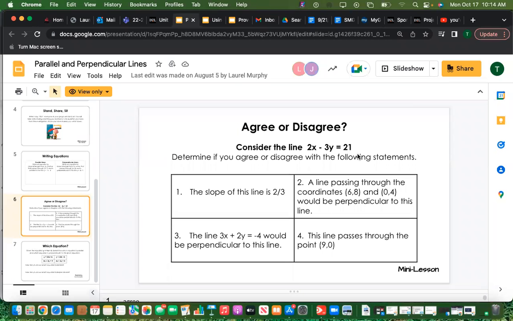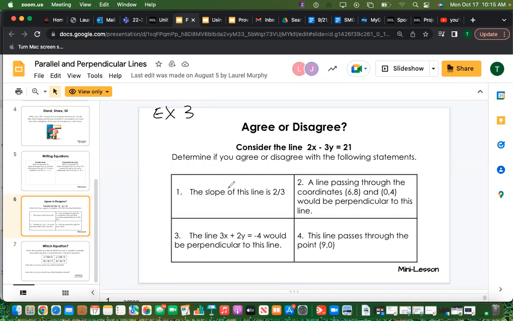Remember how mathematicians be crazy? They like to ask really weird questions and have it in different forms. So for instance, we have 2x minus 3y equals 21. So on your paper, I would probably say example 3. Okay. And I would write 2x minus 3y equals 21.